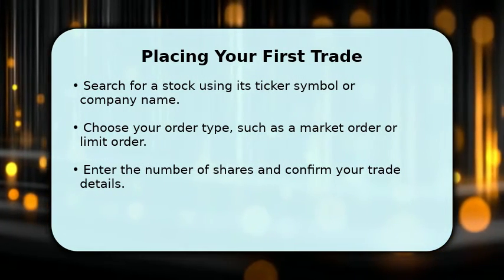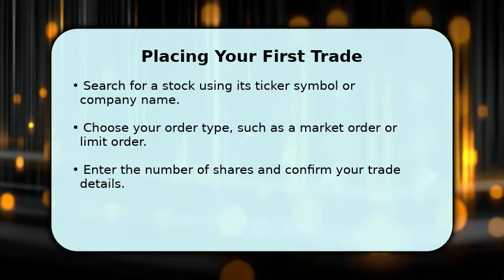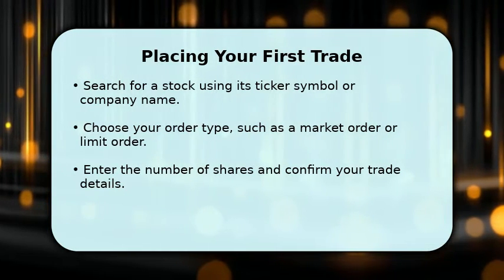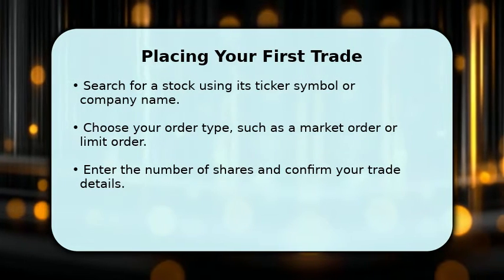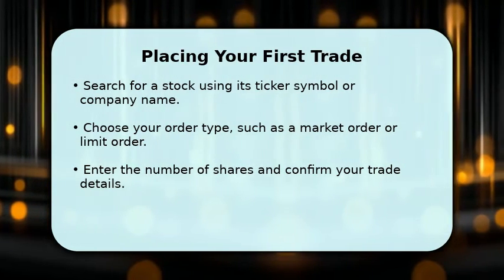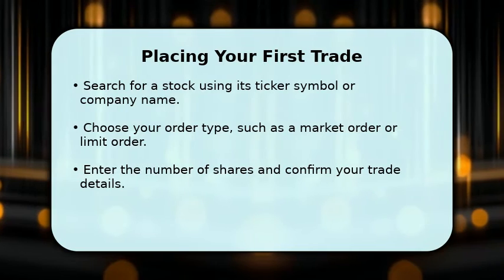Decide if you want to buy or sell, and then choose your order type. A market order executes immediately at the best available price, while a limit order lets you set a specific price. Enter the number of shares you wish to trade and review your order before confirming.